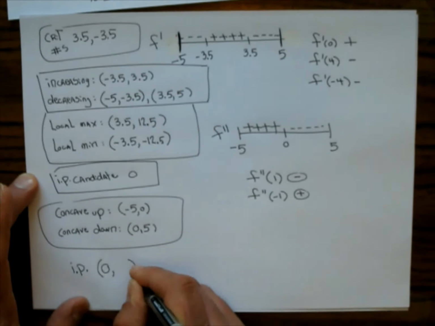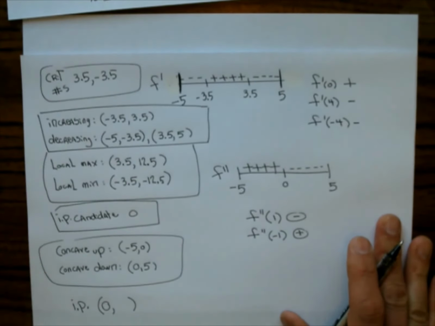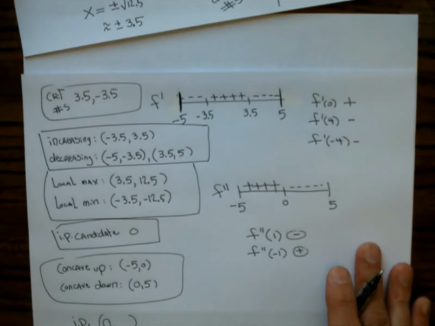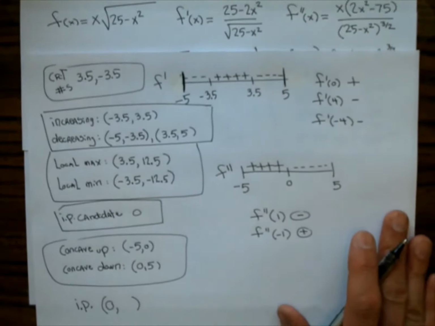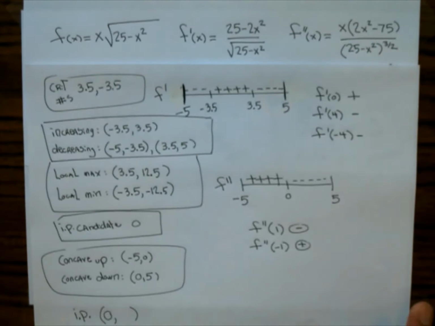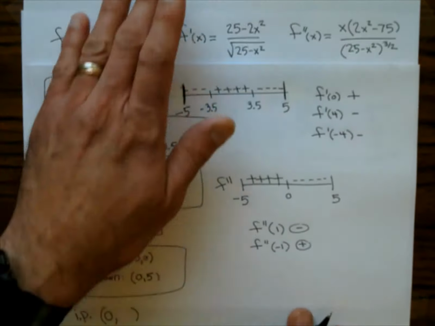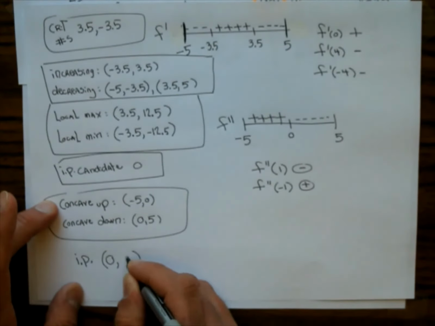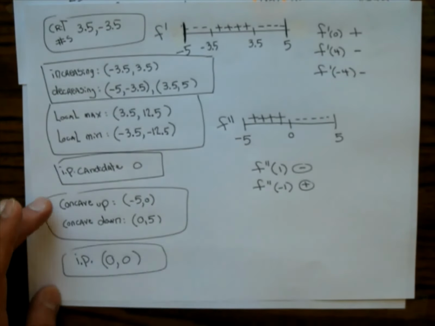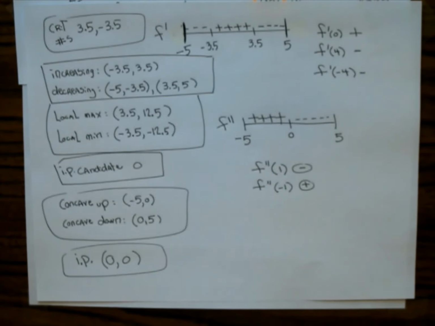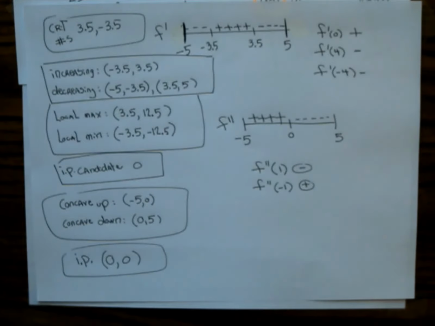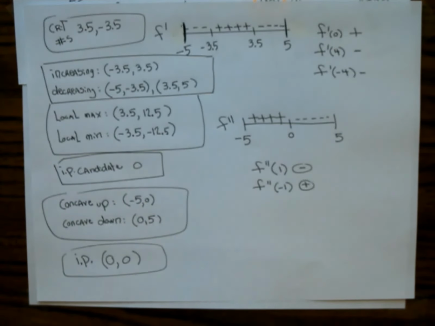And then we go to the original function. Man, am I losing it here? Here's the original function right here. And I actually put 0 into the original function. I end up getting 0 times the square root of 25. I think I remember doing that. The inflection point is at (0, 0). That is the Y-intercept, the X-intercept. So now we've got to put this all together and see what we end up getting.